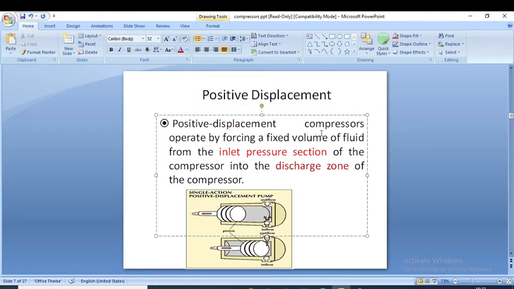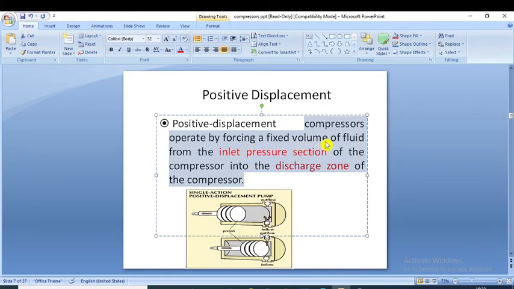Positive displacement compressors are the compressors which operate by forcing a fixed volume of fluid from the inlet pressure section of the compressor into the discharge zone of the compressor.